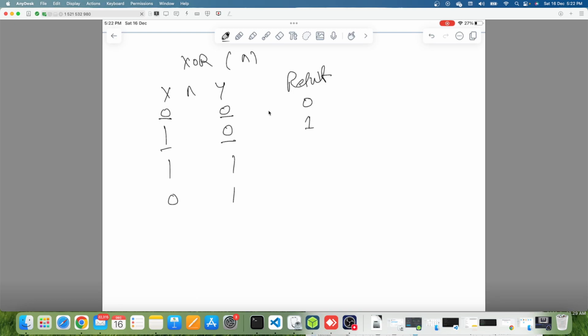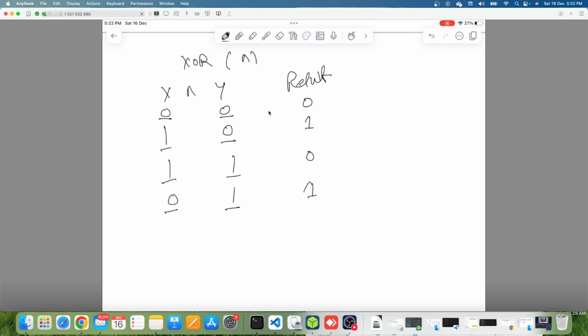Okay, in the next case both operand have the same value 1 and 1, because this operand is having the same value, this will give you an output as 0. And in the next case, when x is 0, y is 1, because both are of opposite value, it will give you the output 1.